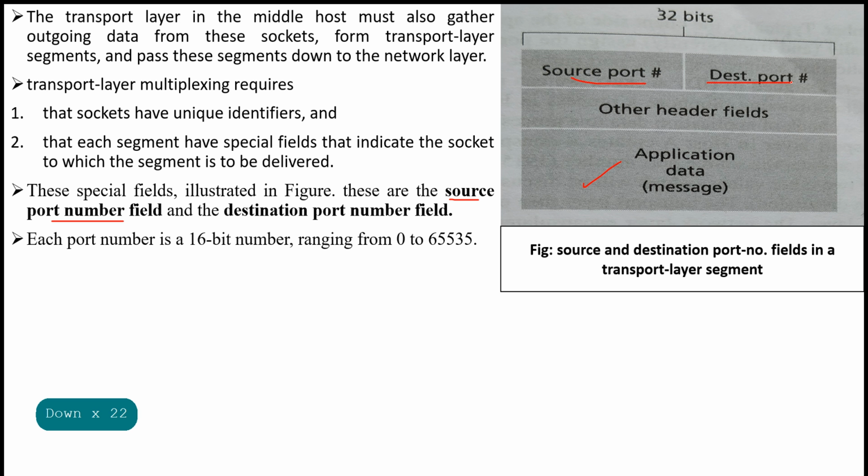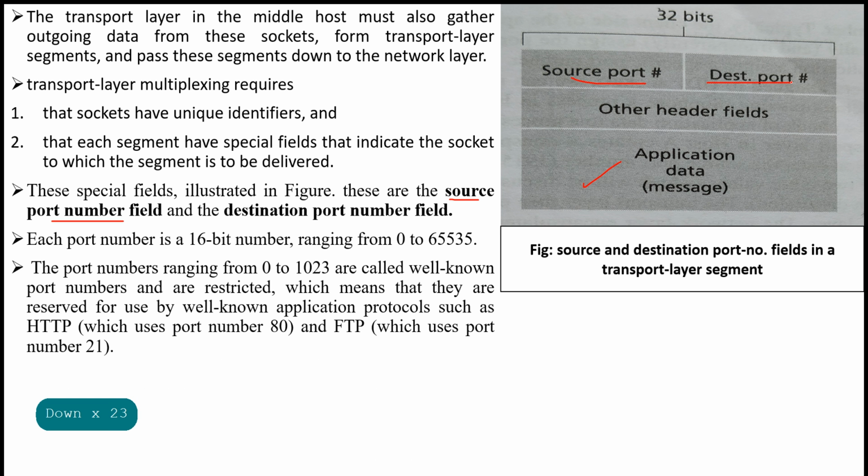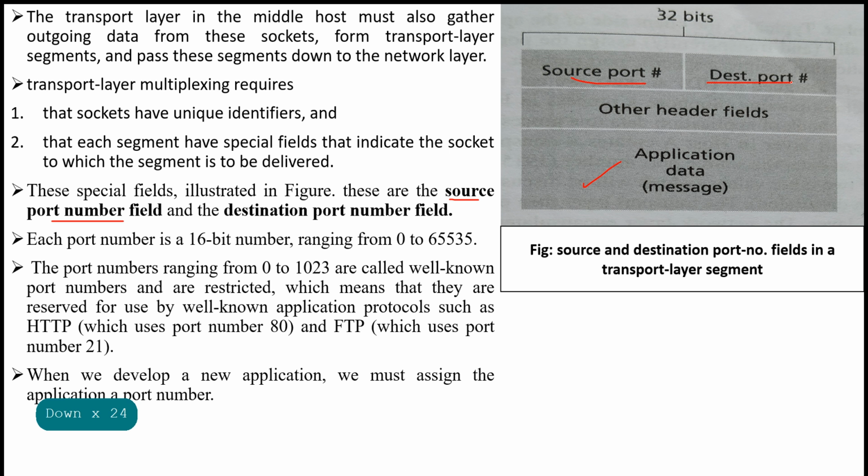Each port number is a 16-bit number ranging from 0 to 65,535. The port numbers ranging from 0 to 1023 are called well-known port numbers and are restricted, which means that they are reserved for use by well-known application protocols such as HTTP, which uses port number 80, and FTP, which uses port number 21. When we develop a new application, we must assign the application a port number.